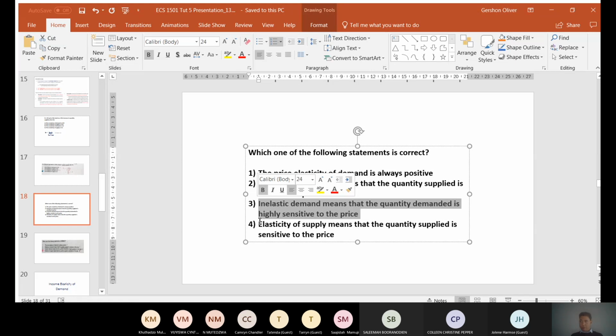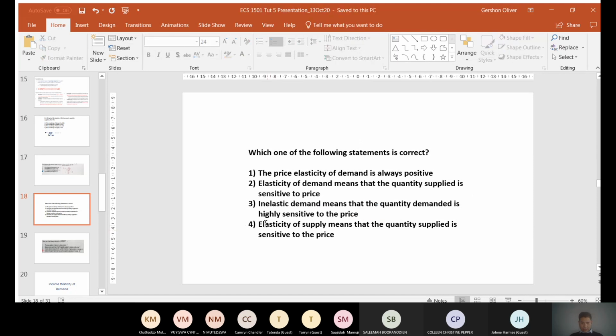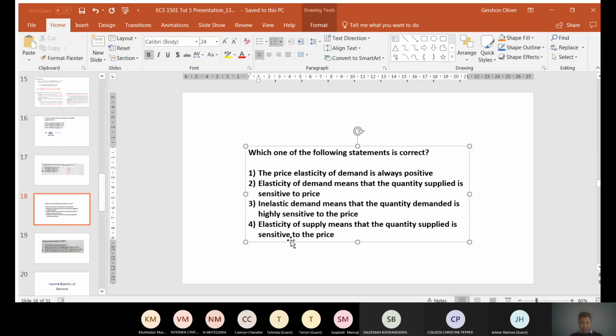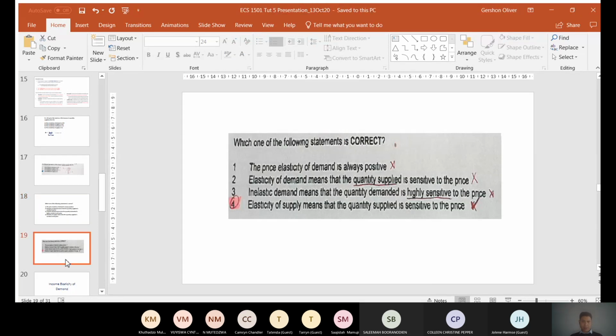People are very sensitive to price in terms of elastic goods like bread or milk. Every single family, poor, rich, especially the poor. If it's a 10 cents or a 50 cents increase in the price of milk or bread, people are going to be very, very upset. So always remember that. Elasticity of supply means that the quantity supplied is sensitive to the price. This is correct. There we go, that's your answer.